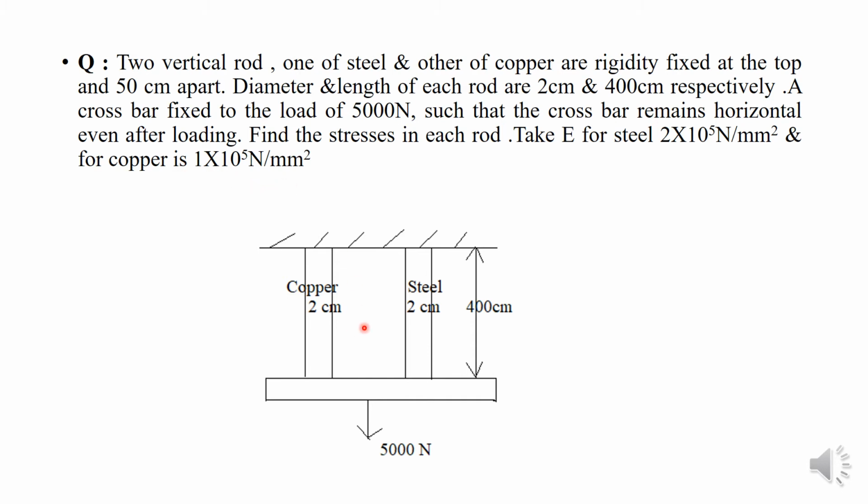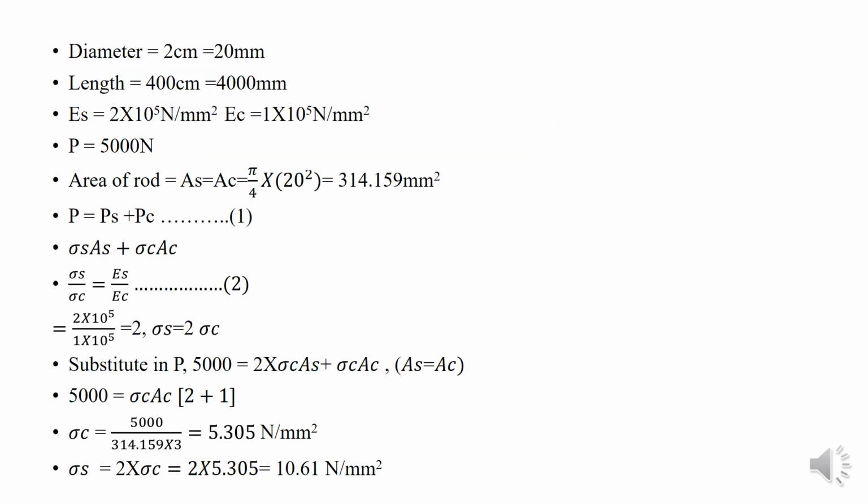Okay, so here you can see a copper bar and a steel bar having a diameter of 2 centimeter and length of 400 centimeter, which is acted upon by a load of 5000 Newton. So the diameter is equal to 20 mm, and length is equal to 4000 mm.